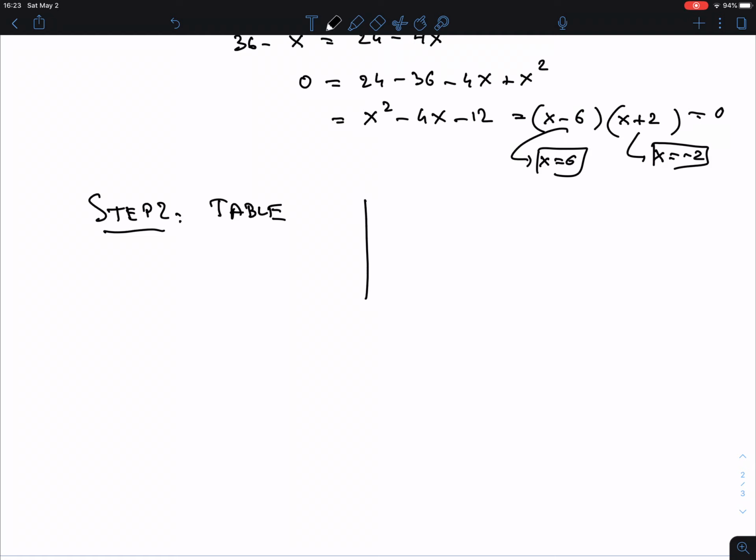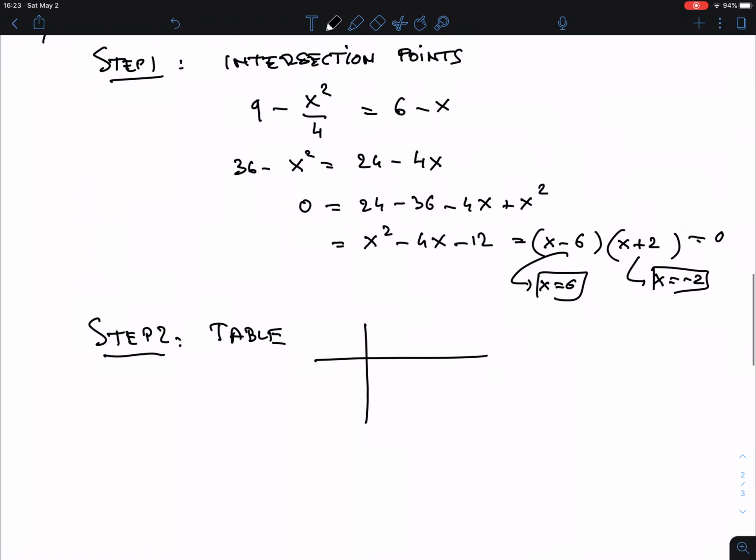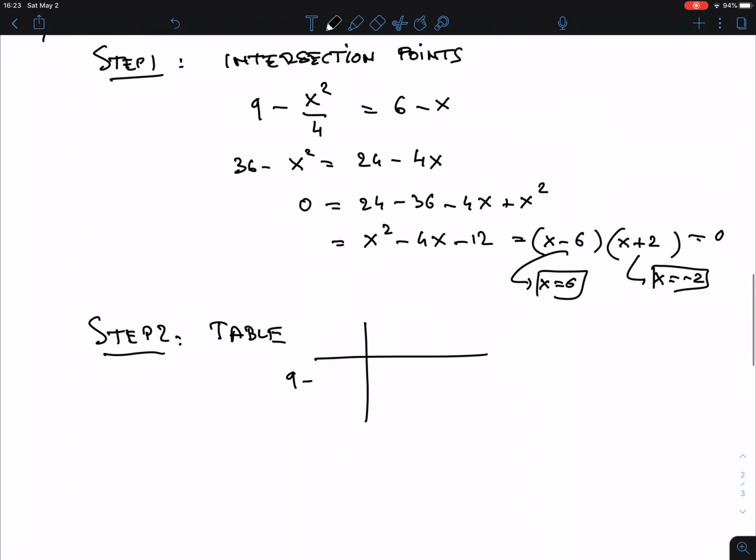So what's the table? What do I mean by that? Well, it's simple. You take the two equations, 9 minus x squared over 4 and 6 minus x. Now, what is our interval? We have negative 2 and 6, right? I put the endpoints of the interval because I need to find a test point in between. The test value, whatever you call it, has to be somewhere in between here. I guess everybody wants to choose 0. That's the easiest one if you can, right?